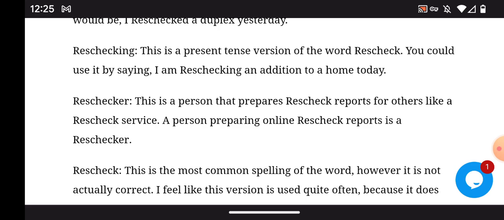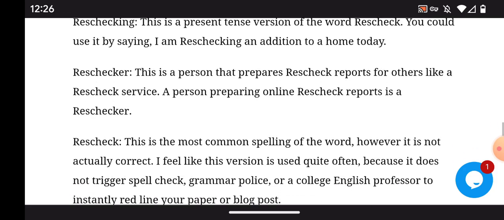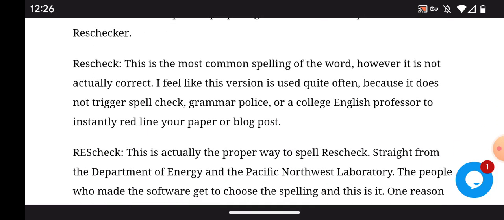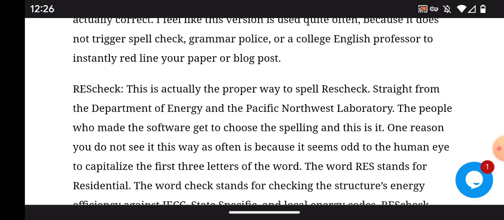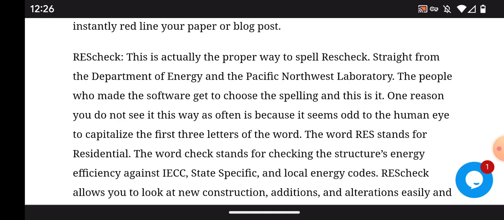Reschecker. This is a person that does rescheck reports for others, like a rescheck service. A person preparing a rescheck report is a reschecker. This is the most common rescheck. Rescheck. This is the most common way to spell Rescheck. However, it's not actually correct. I feel like this version is used quite often, but it does not trigger spell check, grammar police, or a college English professor to instantly redline your paper.